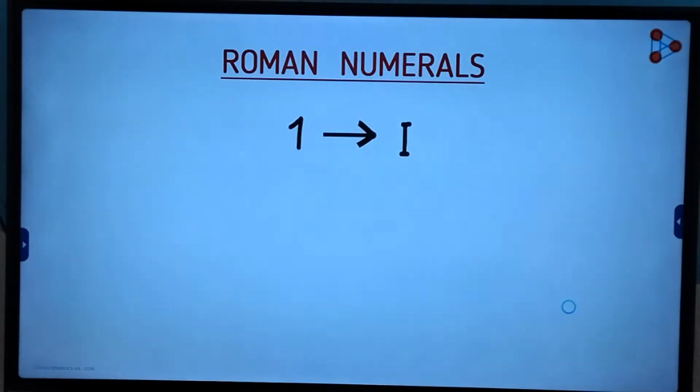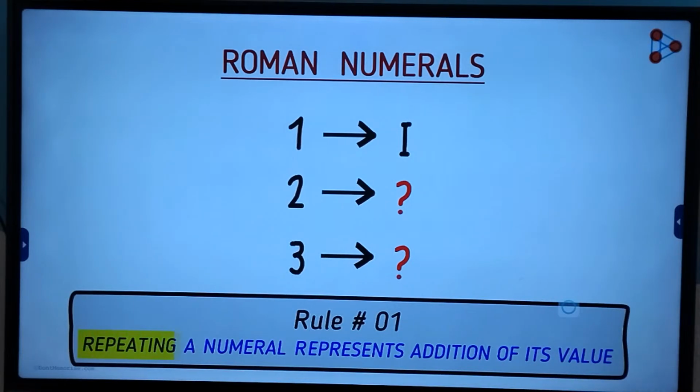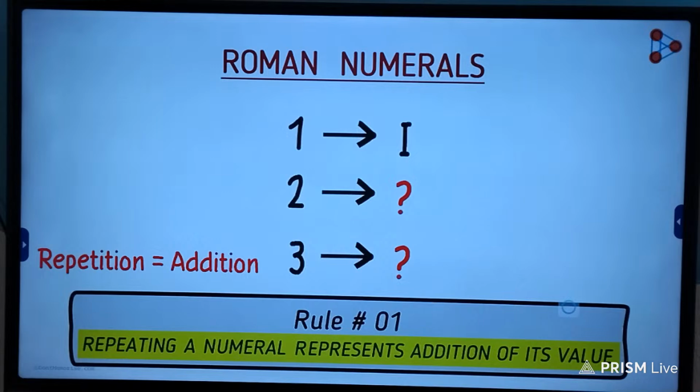It's denoted by the symbol, like the letter I. What about the next few numbers? For that, we will note the first rule, which explains that repeating a numeral represents addition of its value. It means we will add the number as many times as it appears.